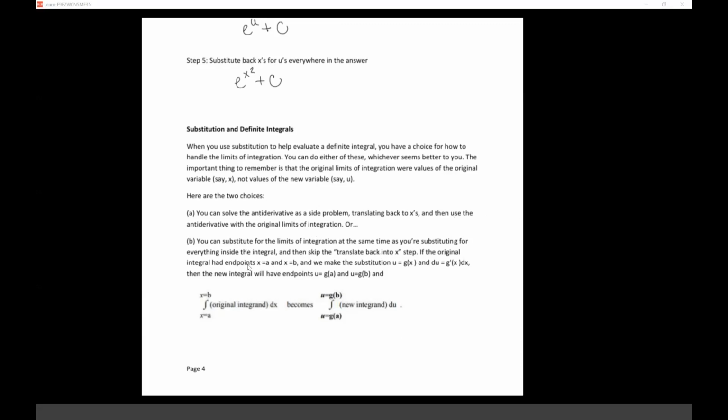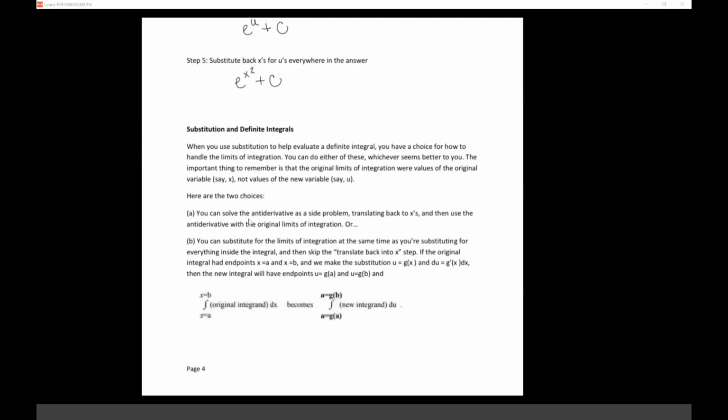That's this b part. If you do that, you can skip the translate back to x because you'll already have what you need. All you're going to get out of this, remember, you're not going to get a function in terms of x like we did with all the antiderivatives. You're going to get a number. So as long as you change the bounds on the integration to u bounds as opposed to x bounds, you'll get the same number. It'll be okay. And you'll be able to skip a step of substituting x back.